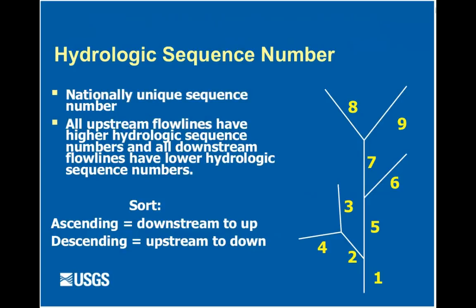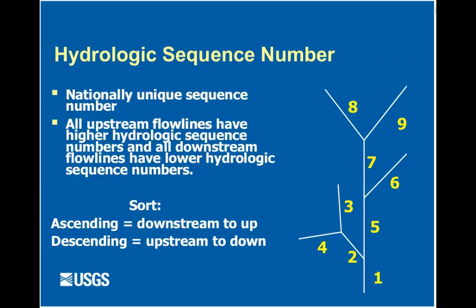And probably the most important of the value-added attributes is the hydrologic sequence number. The hydro sequence number is designed so that from any flow line in the network, all the flow lines that are upstream have a higher number, and all the flow lines that are downstream have a lower number. This is pretty amazing since the national stream network is a whole lot more complex than the one that's shown here on this slide, and it includes many thousands of divergences. In other words, it's not a simple dendritic network.